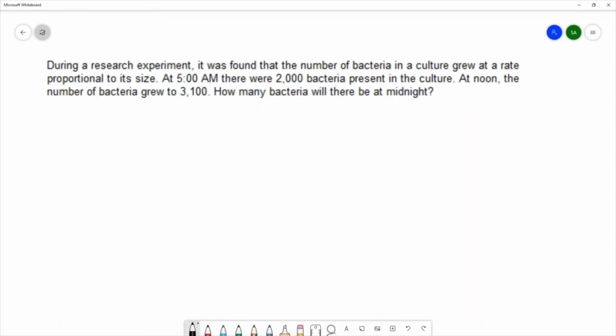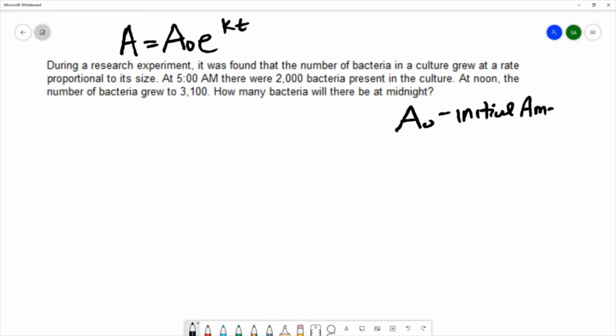So, we're assuming that we're following another exponential growth model. We're going to use A equals A naught e to the kt. So let's remember what each one of those stands for. You have A naught, which is the initial amount. You have K. This is either your growth or decay rate.